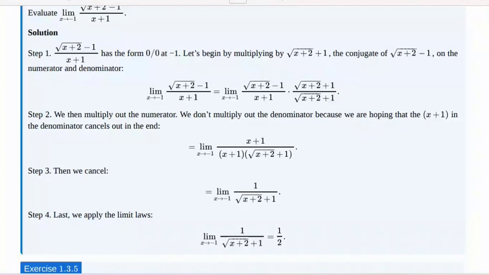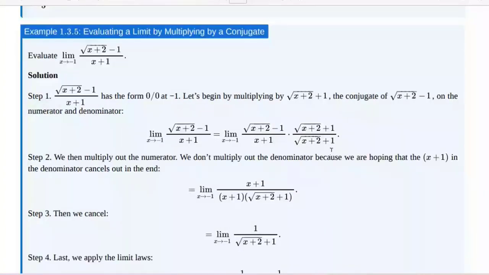Let's say the square root of x plus 2 minus 1. Princess, let's say this equation. Do you see this? Let's say what you are given is to evaluate the limit of the square root of x plus 2 minus 1 over x plus 1. Let's say it was inverted, with x plus 1 as the numerator and the other one as the denominator. We would still do the same.